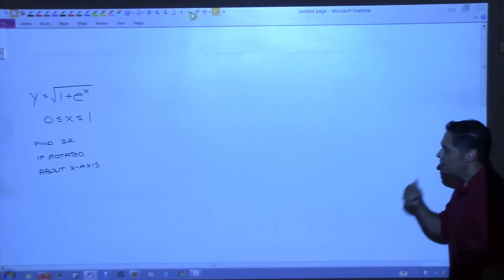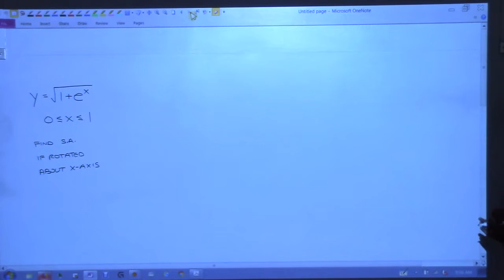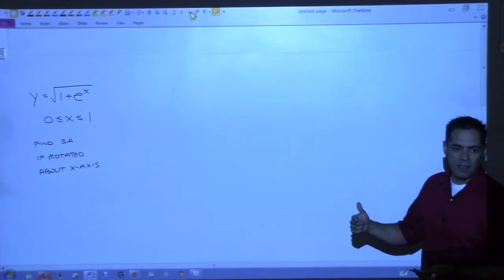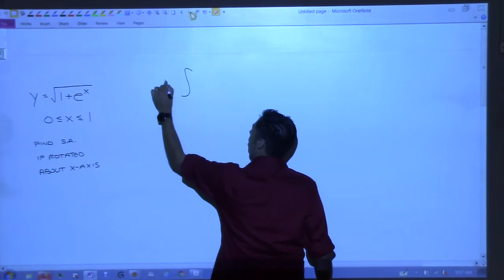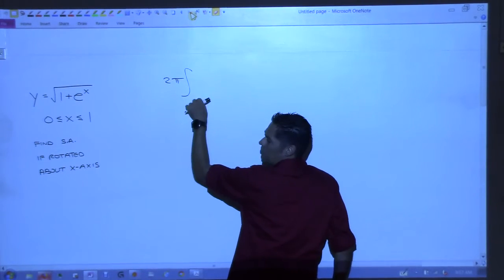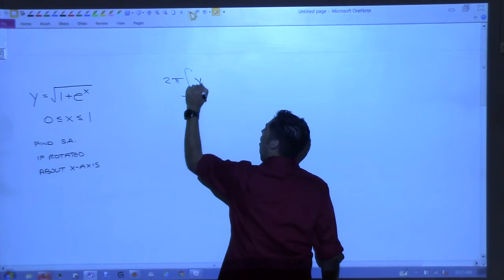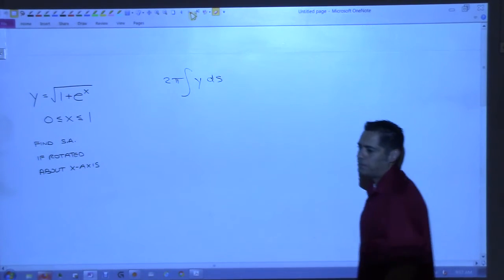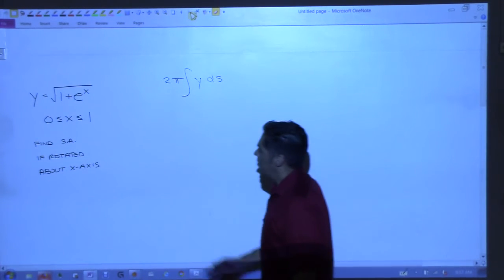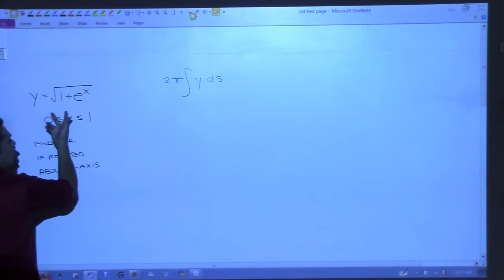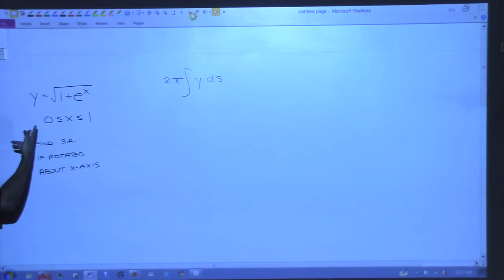All right, let's find the surface area if this is rotated about the x-axis. First, I'm going to write down the formula I use when getting a surface around the x-axis. It's the integral, 2 pi, integral, no limits of integration here yet, y ds. Now when I look at this, I say to myself, well, this is already solved for y, so this is a function of x.